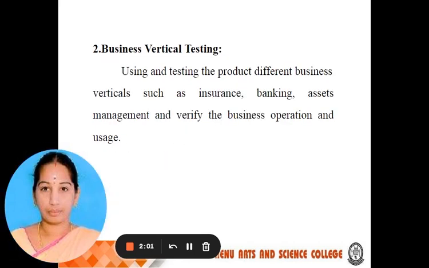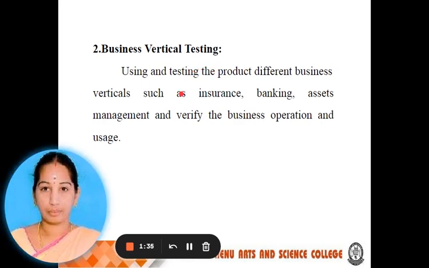It's an important testing, testing the product in different business verticals such as insurance, banking, asset management, and verifying the business operations and usages. It's just to carry out what opponent companies are there which are related to our project. So that is the main thing in business vertical testing.